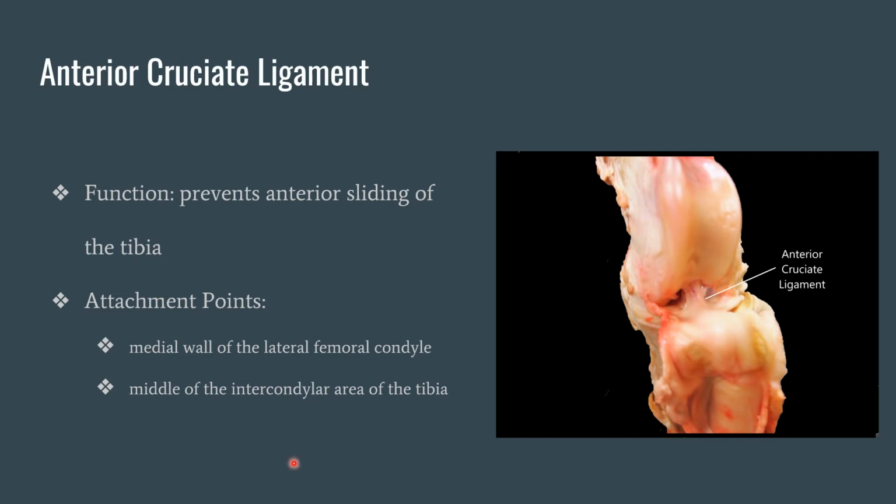The ACL attaches to the medial wall of the lateral femoral condyle, as well as the middle of the intercondylar area of the tibia. It specifically functions to prevent the tibia from sliding out in front of the femur, also called anterior translation of the tibia, and it also provides some stability in the knee during rotation. This image is from the deer knee dissection that I spoke of earlier, and it shows the ACL. It was really interesting to me to be able to hold the femur and the tibia and put different stresses on the knee and see how the ACL handled these different stresses.